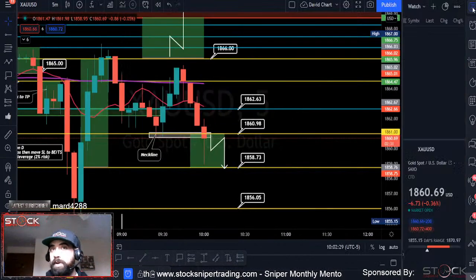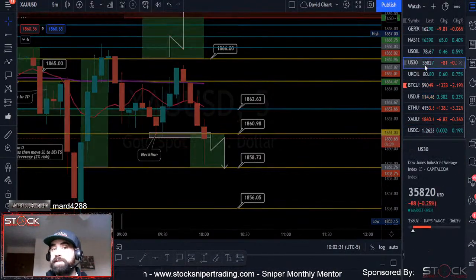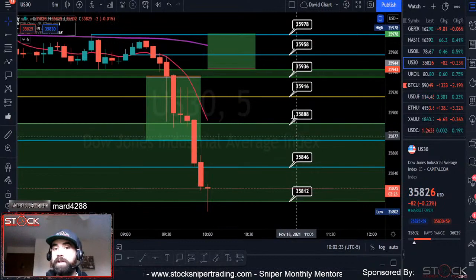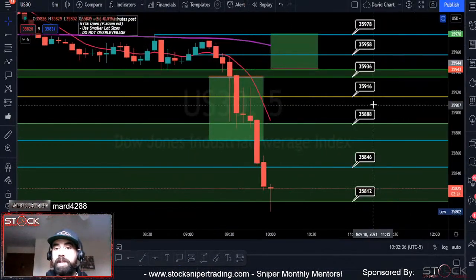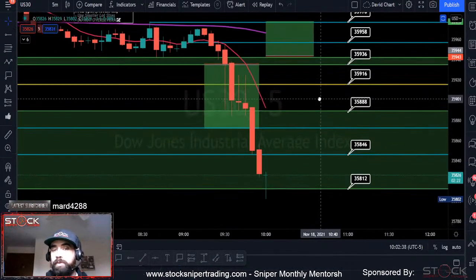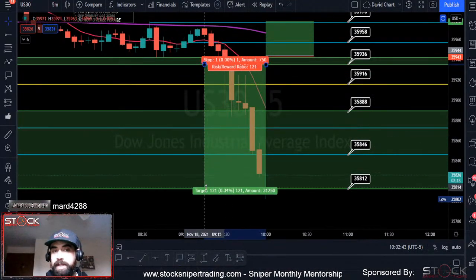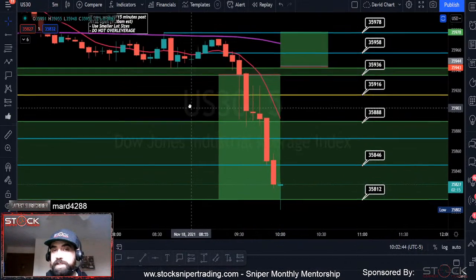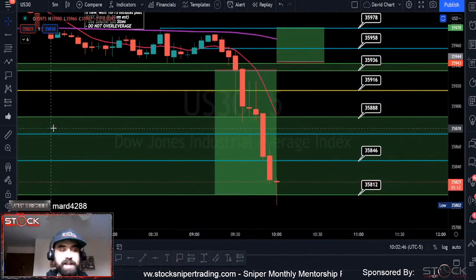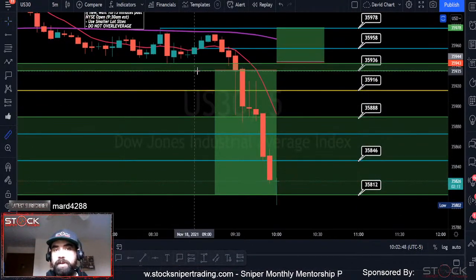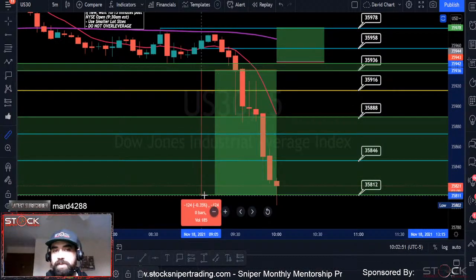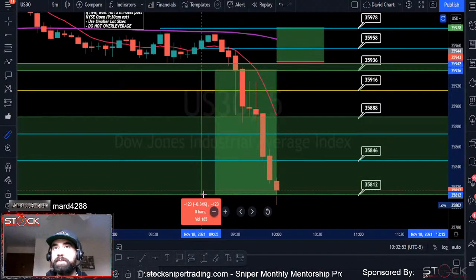People keep talking about US 30. I want to see this. Oh my goodness, guys. Wow, it dumped right to 35,812. Holy crap. That's massive. Do you guys understand that dump? We're focusing on gold, which like this is insanity. From up here all the way down here, guys, do you understand that's over 120 pips?